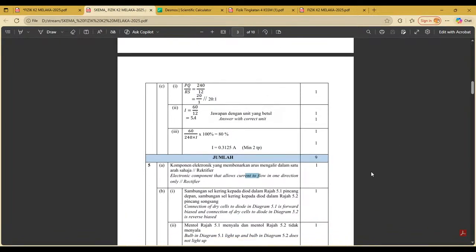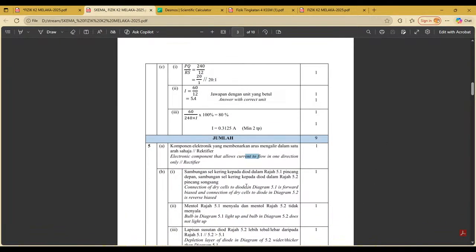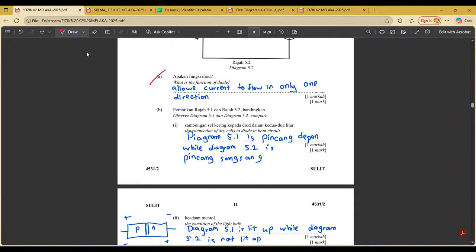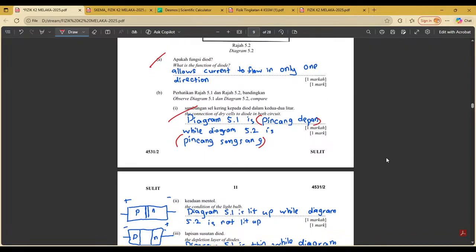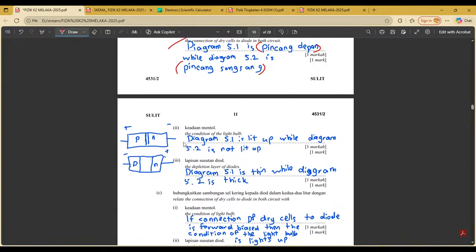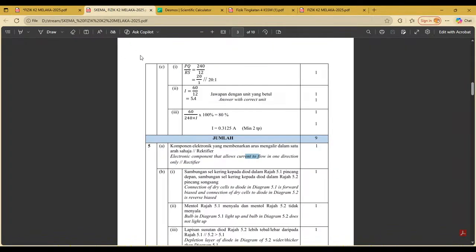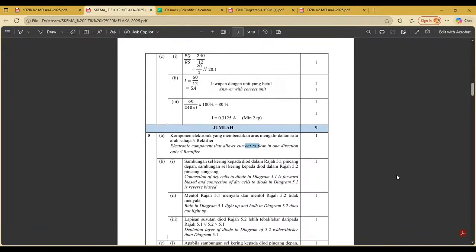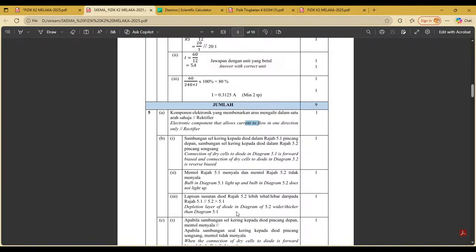Diagram 5.1 is pincang depan, while diagram 5.2 is pincang belakang. My teacher says it's fine to mix languages, so I'm just gonna let it be. Diagram 5.1 is letak, while diagram 5.2 is tak letak. Diagram 5.1 is thin, while diagram 5.2 is thin. Diagram 5.1 is wider, thicker than diagram 5.2.